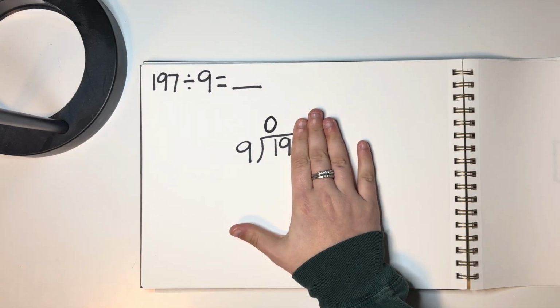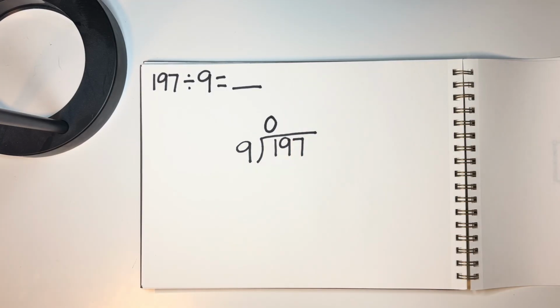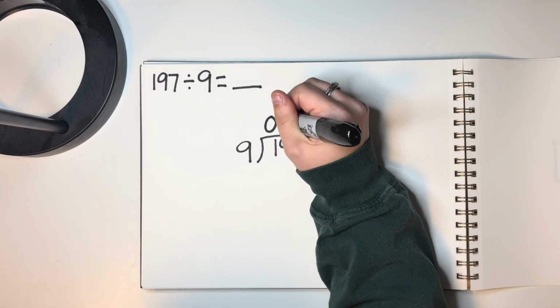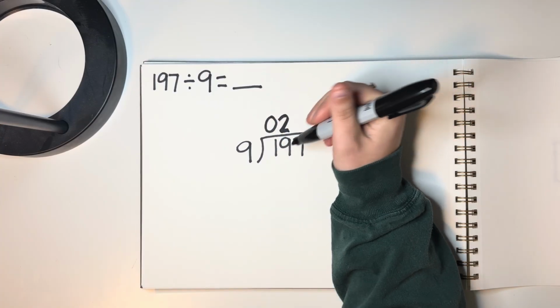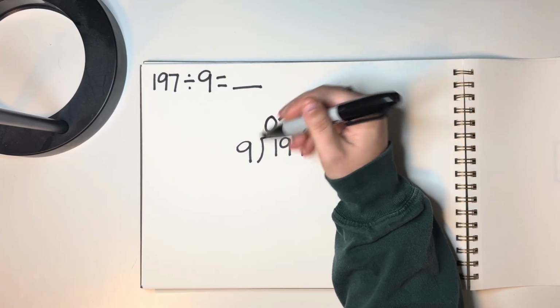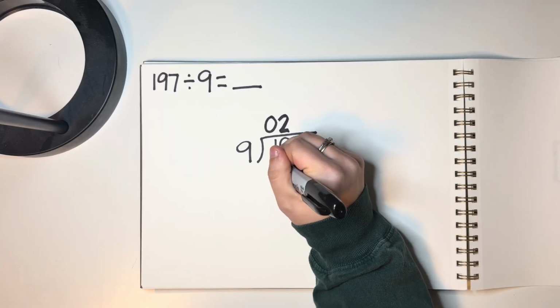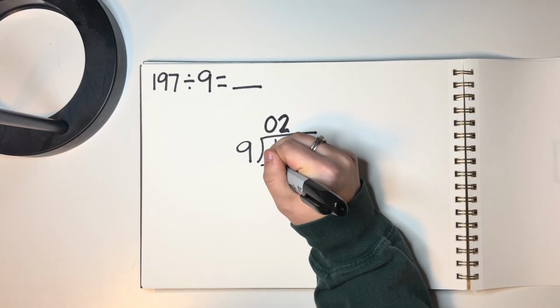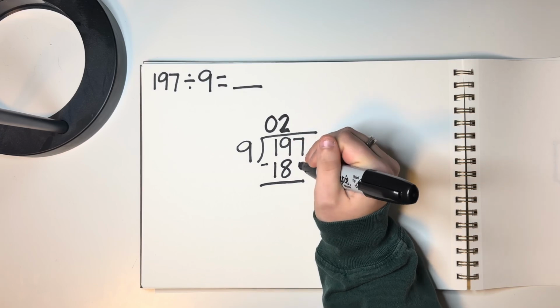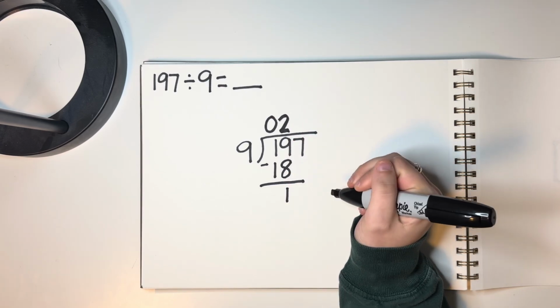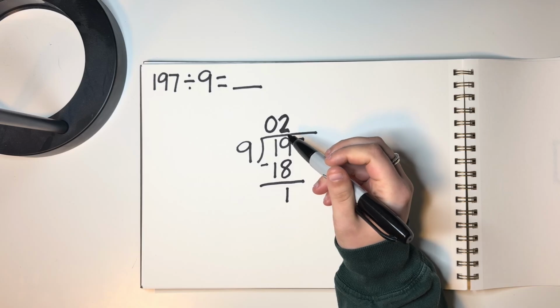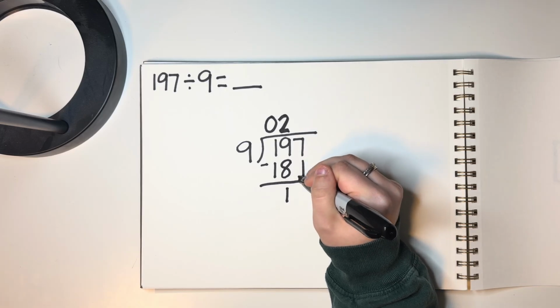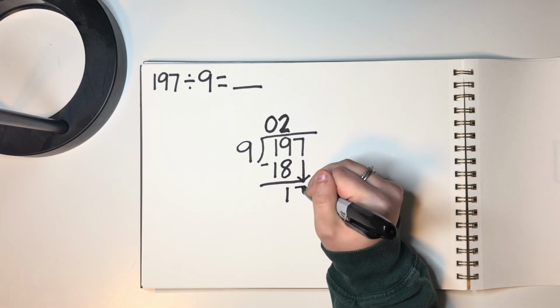Does 9 fit inside of 19? And if so, how many times? And the answer, of course, is yes. 9 does fit inside of 19. And it can actually fit inside of 19 twice, because 9 plus 9 is 18. If I added one more group of 9, it would not fit inside of 19. So 9 times 2 is 18, and I'm going to put that below the 19 and subtract. 19 minus 18 is 1, okay? So now I take this 7 and I drop it down next to my 1.